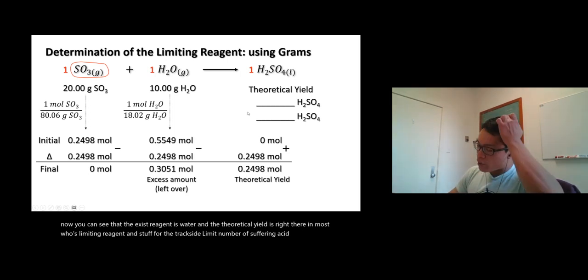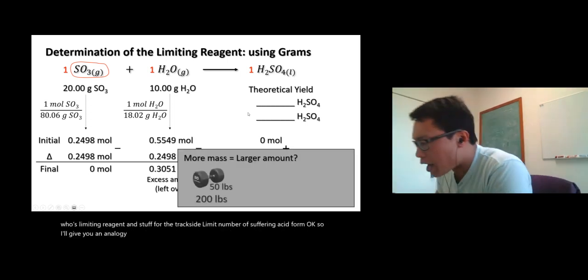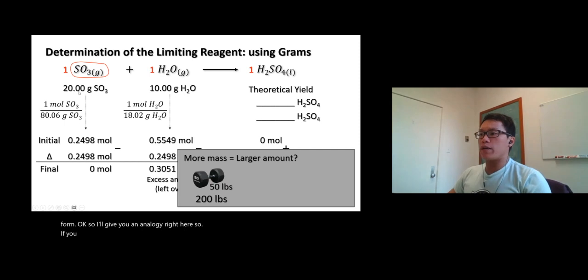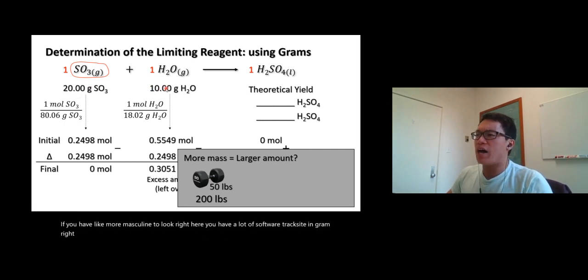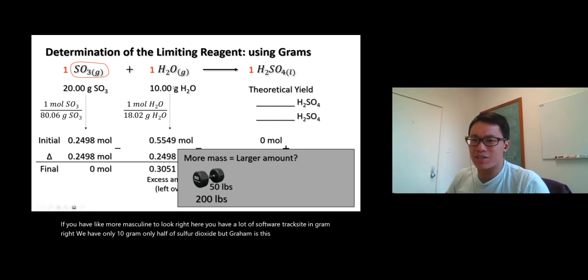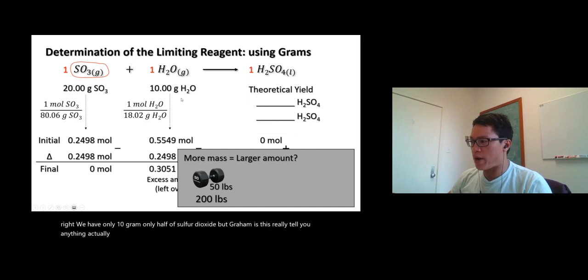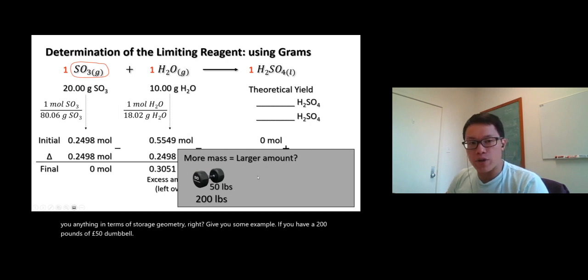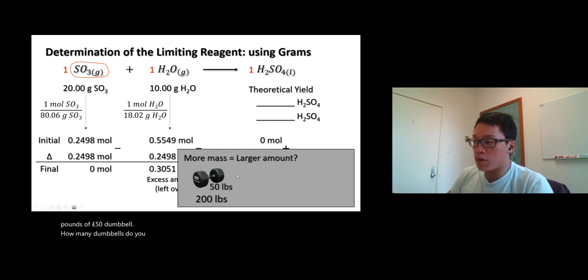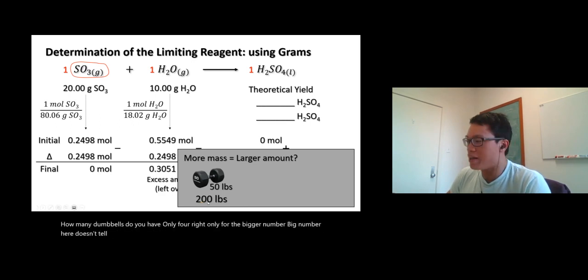Okay, so I'll give you an analogy right here. If you look right here, you have a lot of sulfur trioxide in grams, right? We have only 10 grams of sulfur trioxide, but grams doesn't really tell you anything in terms of stoichiometry. Let me give you an example. If you have 200 pounds of 50-pound dumbbells, how many dumbbells do you have? Only 4, right? That big number here doesn't tell you that you have a lot of it.